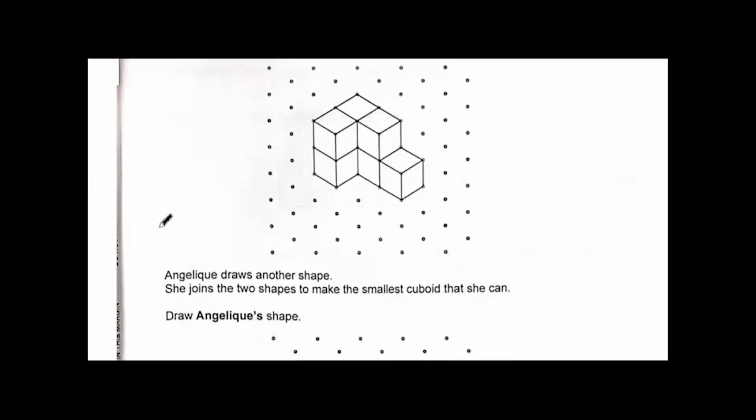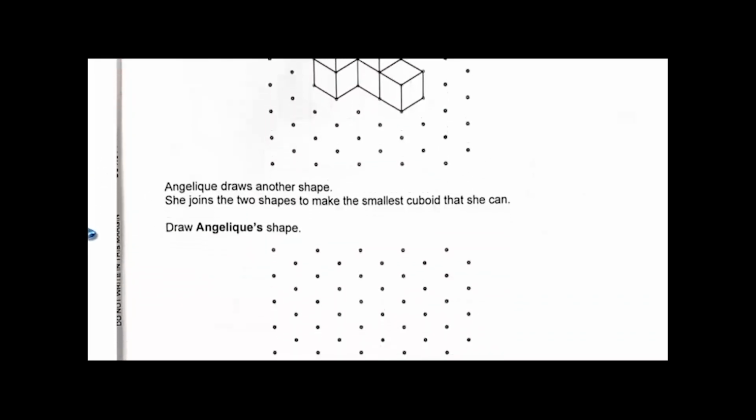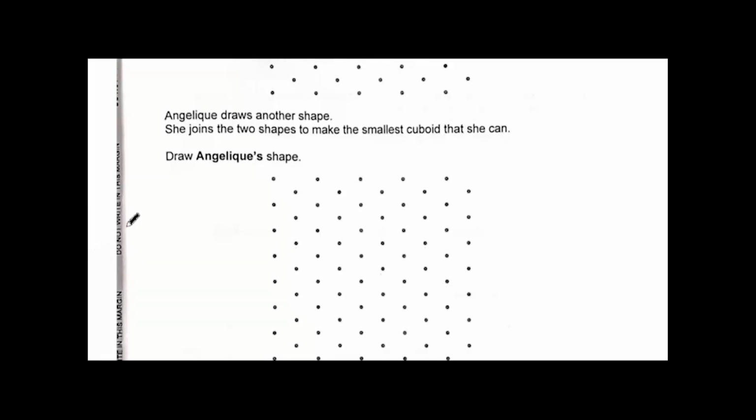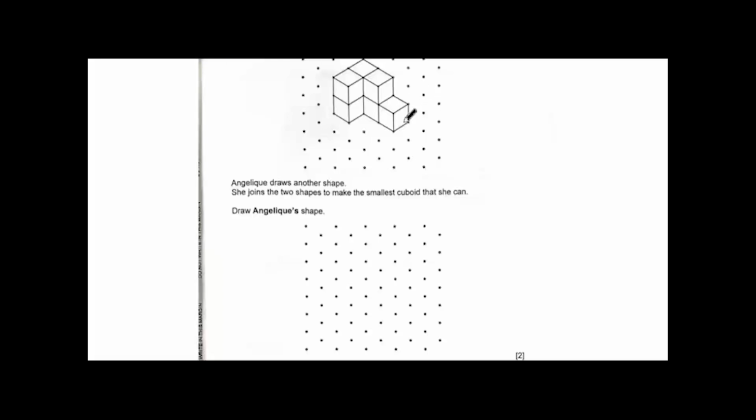So Angelic draws another shape. She joins the 2 shapes to make the smallest cuboid that she can. So draw Angelic's shape. Let's go back to the main one. What we need to do here is very simple. We just have to place the second half on this so that it will form a cuboid. So we are going to have 2 of these somewhere here like this.